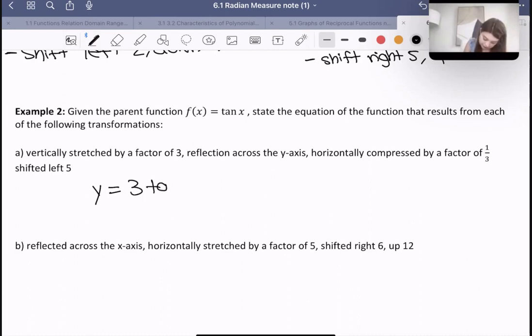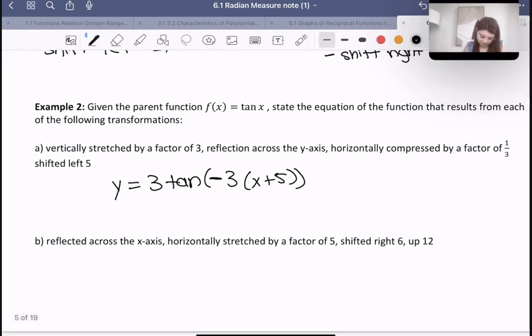Then it says reflection across the y-axis, which means we're going to have a negative number here. We're going to put a negative sign to show it's reflecting across that axis. It's also horizontally compressed by a factor of 1/3, which means we would have a 3 here with that. Then it is shifted 5 left. So we'd have x plus 5 in here to show that shift. Nothing at the very end, though, because it doesn't indicate that it's shifted up or down, just left versus right. Very good.